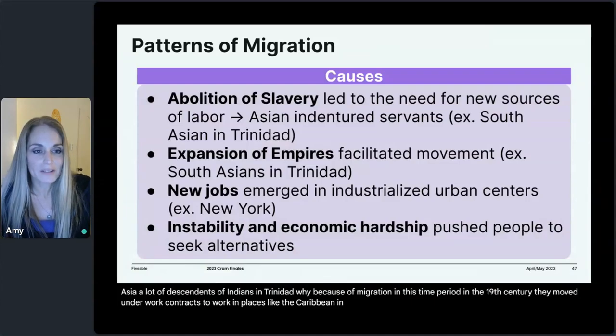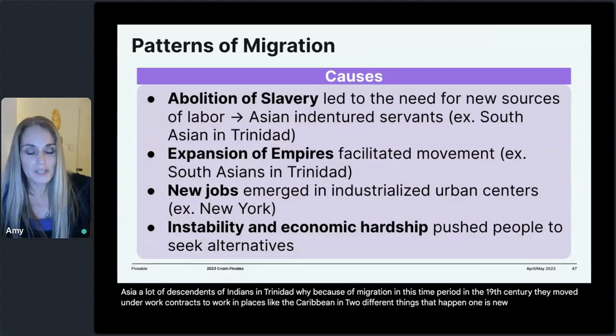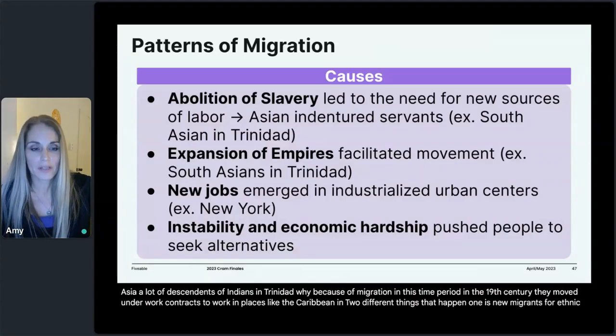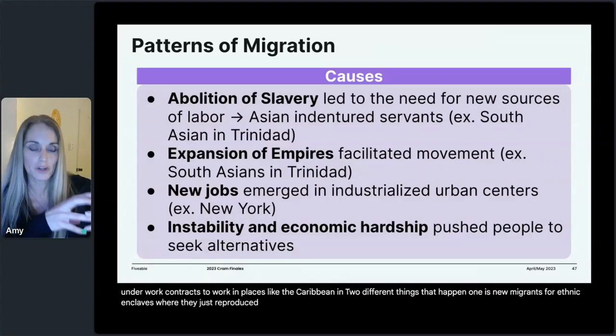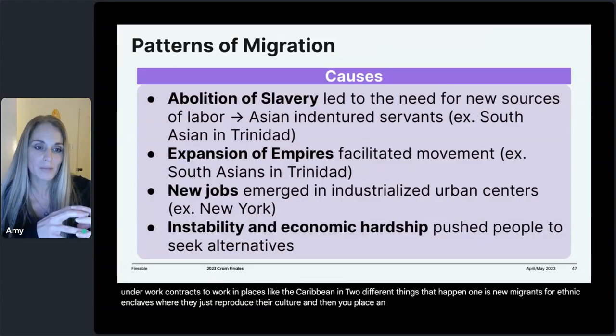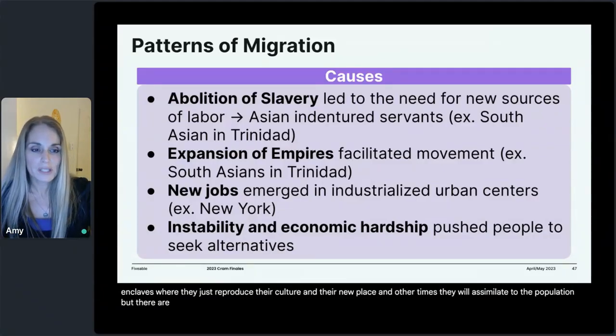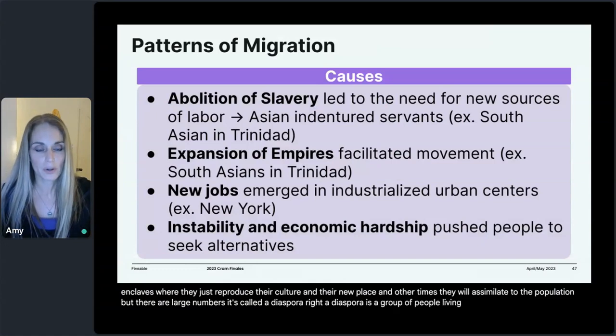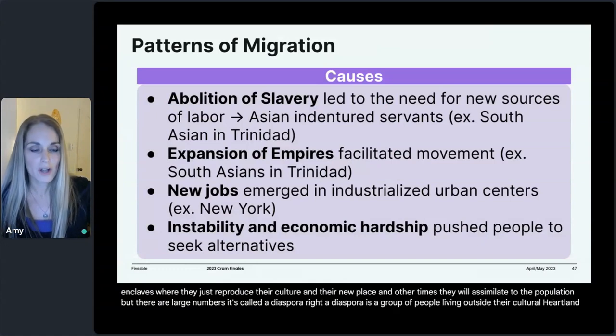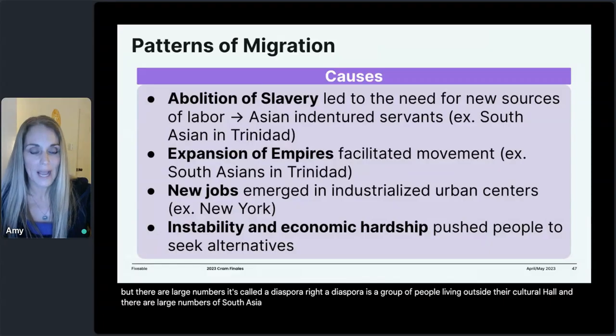Now, there are two different things that happen. One is new migrants form ethnic enclaves where they just reproduce their culture in their new place. And other times they will assimilate to the population. But there are large numbers. It's called a diaspora, right? A diaspora is a group of people living outside their cultural homeland. There are large numbers of South Asians and East Asians at this time period as well.